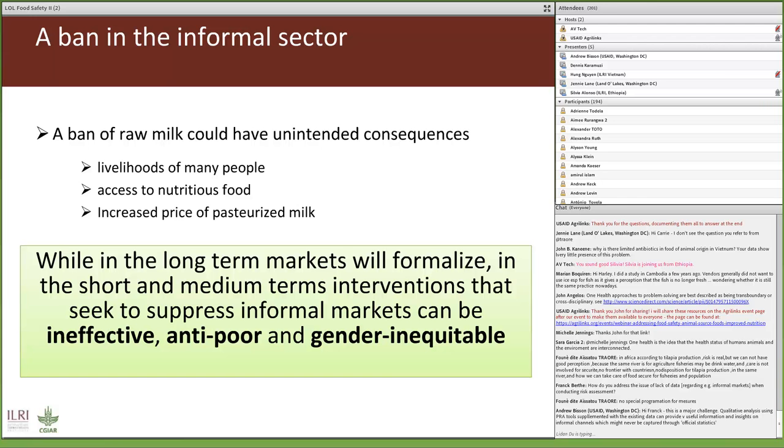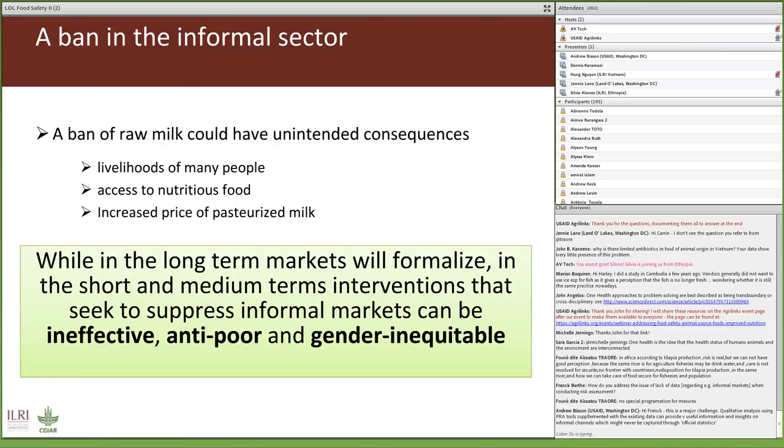We do believe that in the long term, this market will formalize, will become more modern, with more infrastructure, as countries develop and as the economic capacity of countries grows. But in the short and medium term, those markets will stay. So we need interventions that will somehow work with the markets. Any other intervention that will try to suppress informal markets can be ineffective, anti-poor, and gender inequitable.